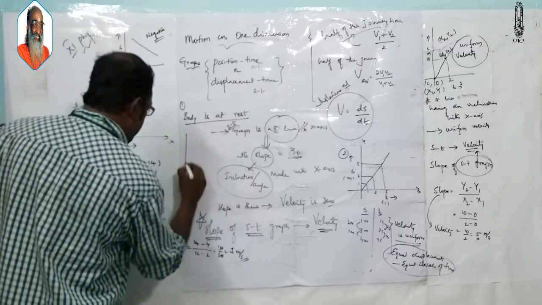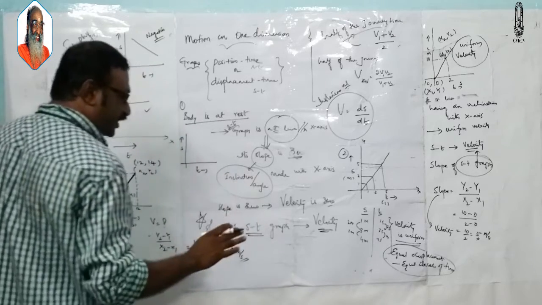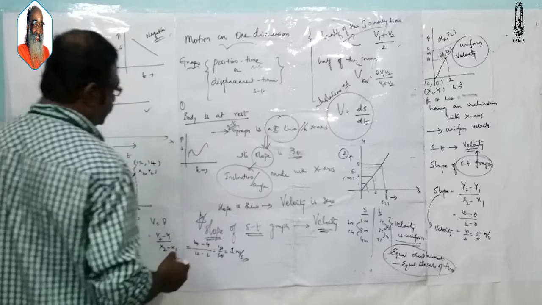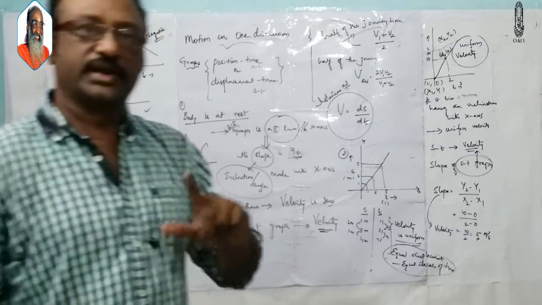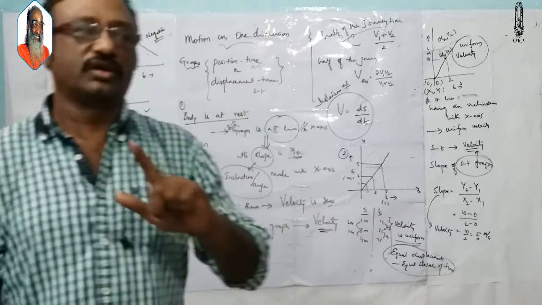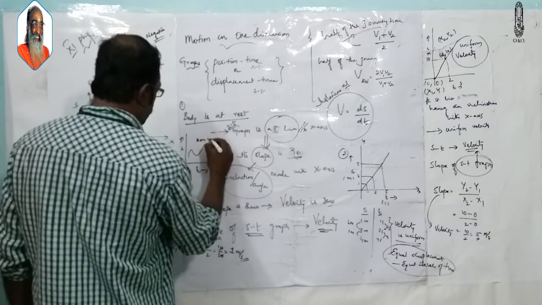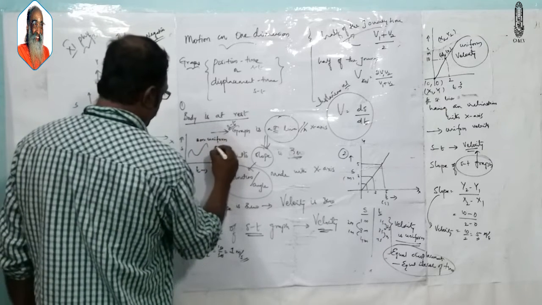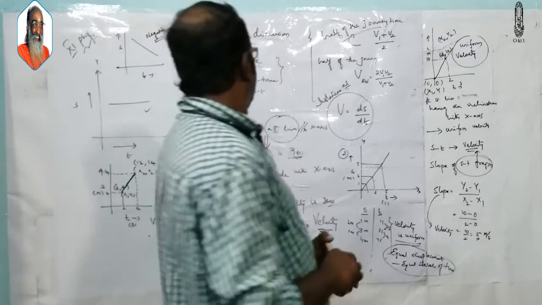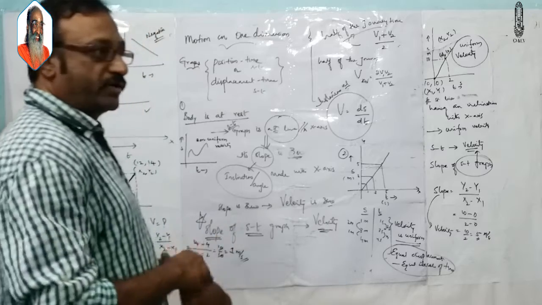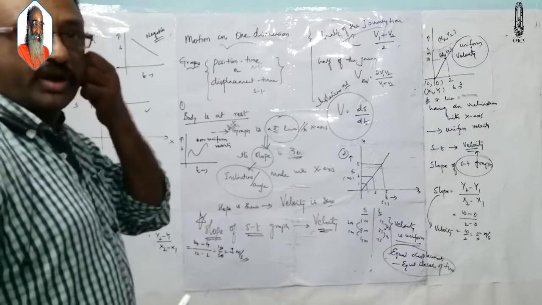If this is a displacement time graph, and the graph is not a straight line but a curve like this, then the body is said to not have uniform velocity. So it is non-uniform velocity. Okay, so that is about this displacement time graph. Now pause the video and take a screenshot of this.